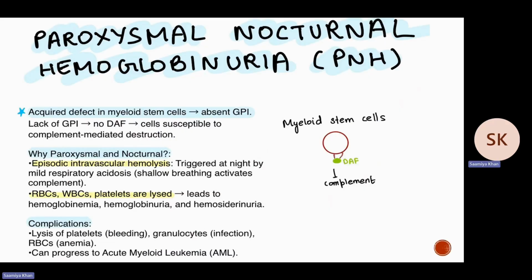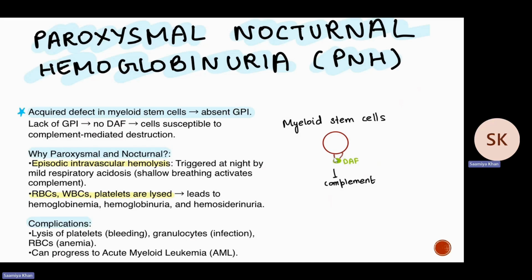After G6PD deficiency comes paroxysmal nocturnal hemoglobinuria. What happens here is an acquired defect in myeloid stem cells. There is an absence of GPI, which is glycosyl phosphatidylinositol. It's an anchor which anchors DAF. DAF is decay accelerating factor, and this DAF is what prevents the complement's activation.